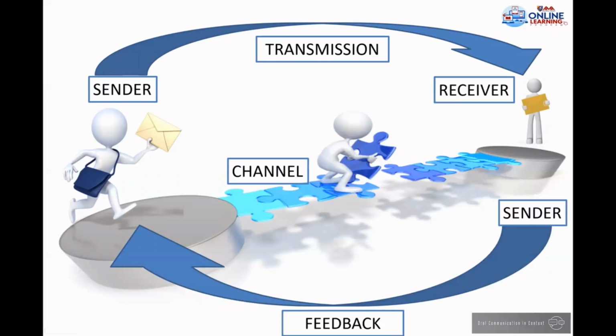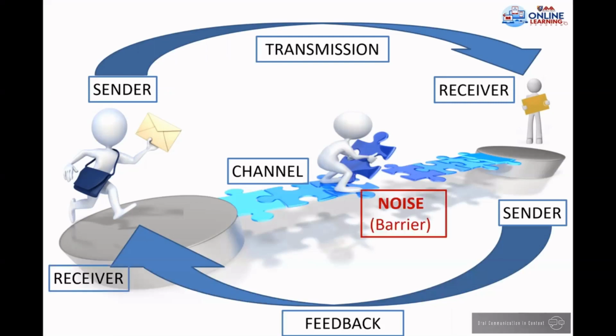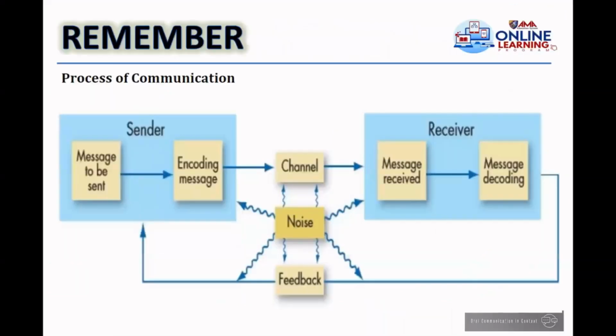So this is sender to receiver, sender to receiver. It will become successful if a channel is used in transmitting the message. If there's a barrier in the middle, it will become ineffective or unsuccessful. So the communication process will not become successful if there is a barrier. Remember this. Here is the simple presentation of the communication process.